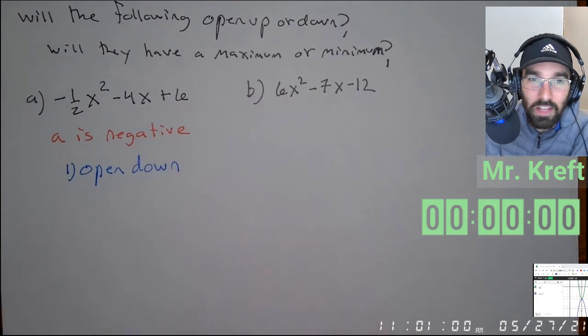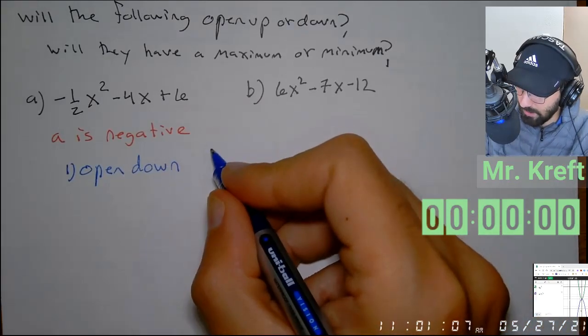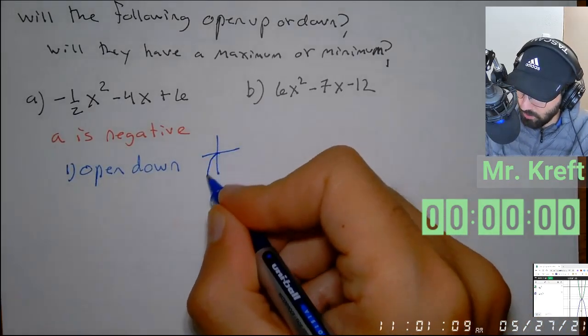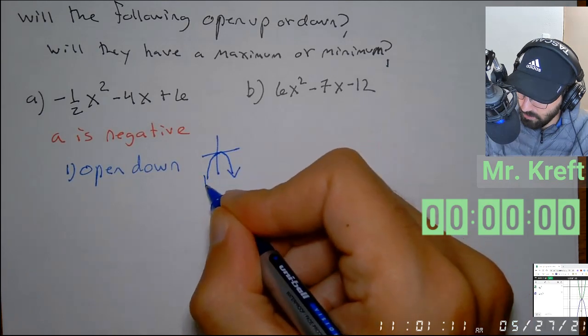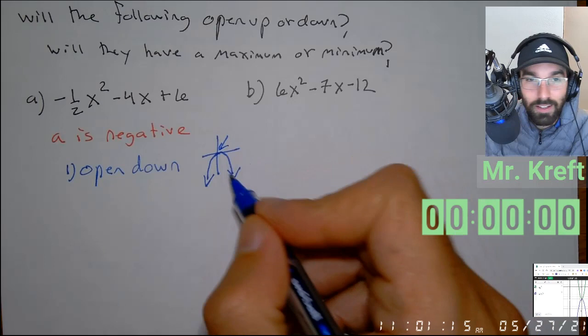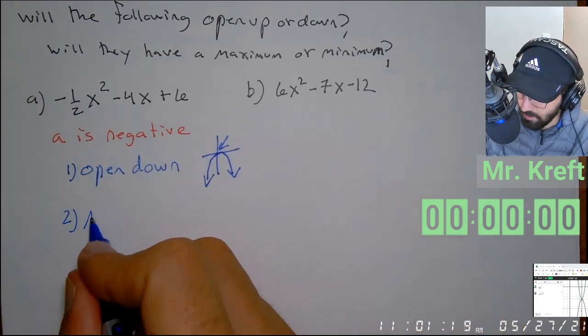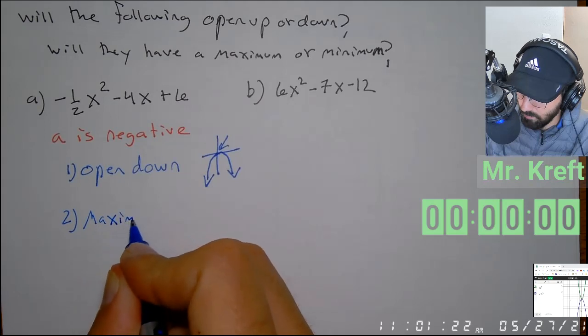Now, I'm not going to lie, guys, I never remember if it's a max or a min. So you guys want to know the secret and how I do it? I just go like this. Okay, so I know it's opening down. I just draw a little picture and then I'm like, oh, that's the highest point. So then I say it's going to have a maximum.